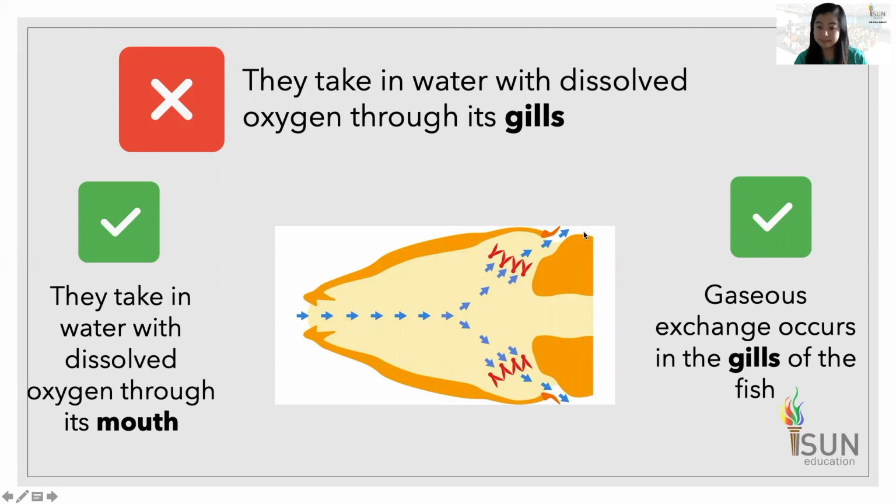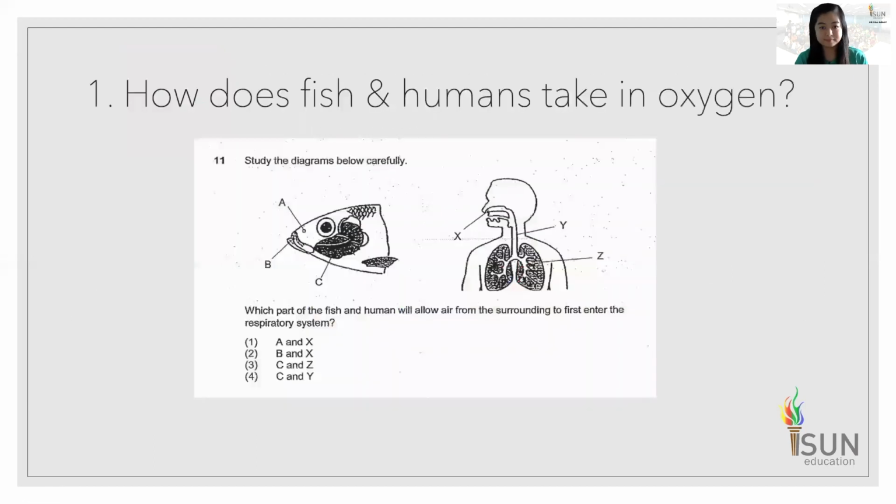So, what's the answer to that question? The answer will be B and X, which is option number 2. Did you get it correct? Awesome if you got it correct. All right, so for this type of question, beware. Fish take in dissolved oxygen, which is in the water, through its mouth, while humans take in atmospheric oxygen through our nose.